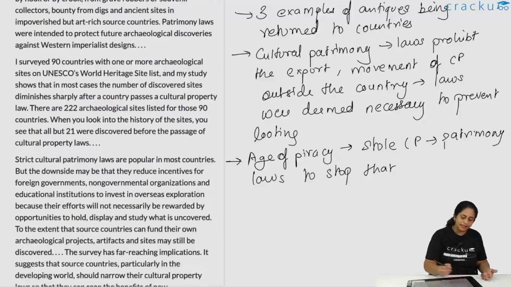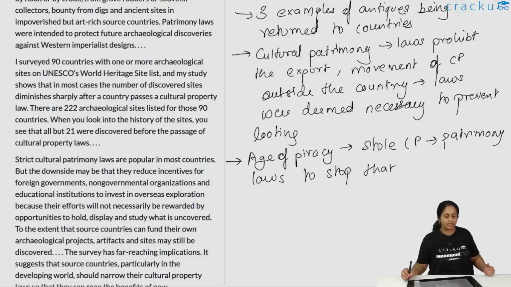I surveyed 90 countries with one or more archaeological sites on the UNESCO World Heritage Site list, and my study shows that in most cases, the number of discovered sites diminishes sharply after a country passes a cultural property law. There are 222 archaeological sites listed for those 90 countries. When you look into the history of the sites, you see that all but 21 were discovered before the passage of the cultural property laws. So what is the point being made over here?